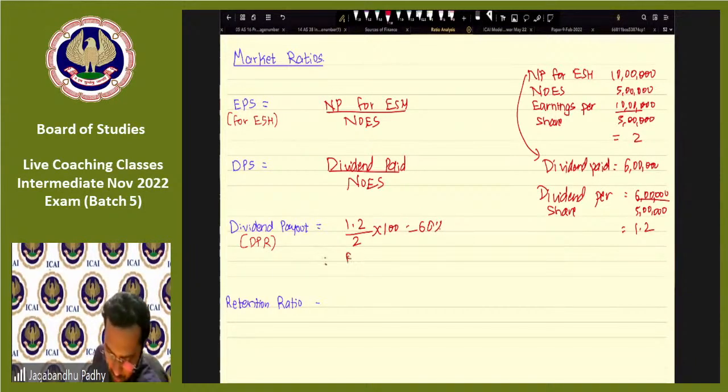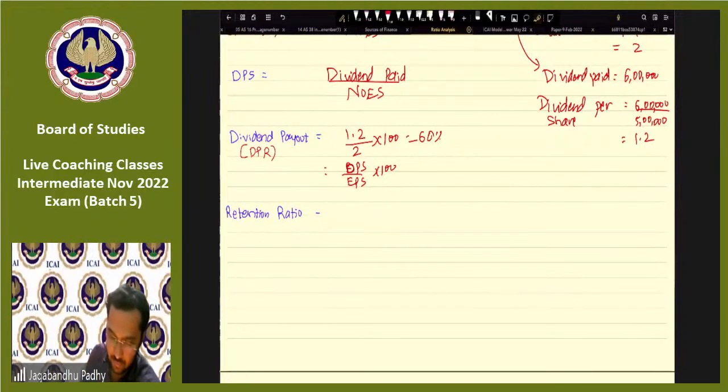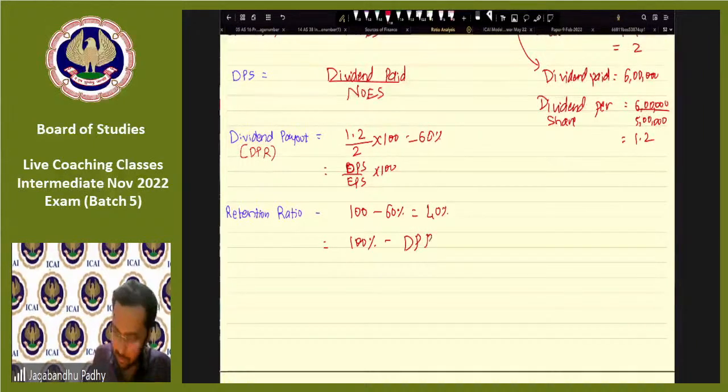So the formula for this goes as dividend per share upon earnings per share into 100. That's your dividend payout ratio. Retention ratio: if 60% is paid, how much are we retaining? We are retaining 100 minus 60%, which is 40%. So this is basically 100% minus dividend payout ratio. Right?